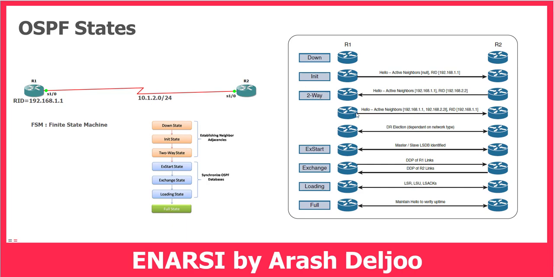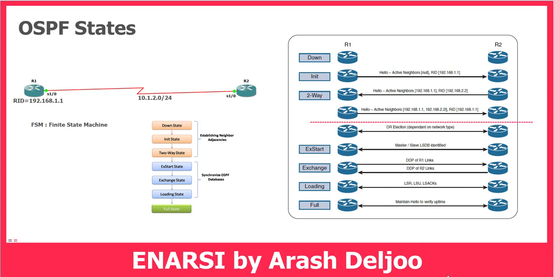The next hello received from router 1 includes the active neighbors 192.168.1.1 and 192.168.2.2, and the RID of router 1. This means that now these two routers are reaching the two-way state. Let me show you until here in the capture file. I'm going to show you until the two-way state.